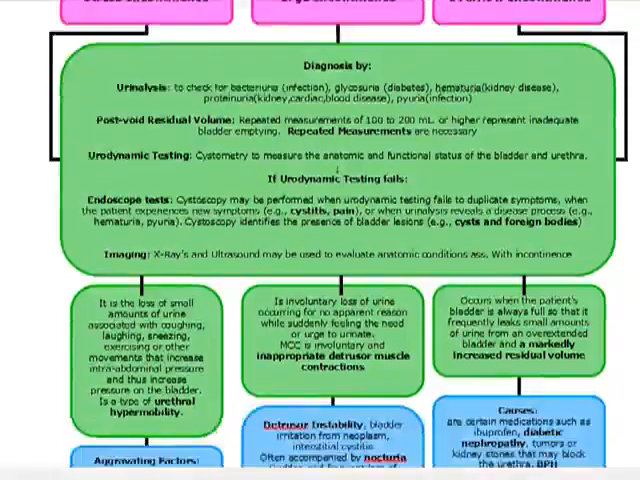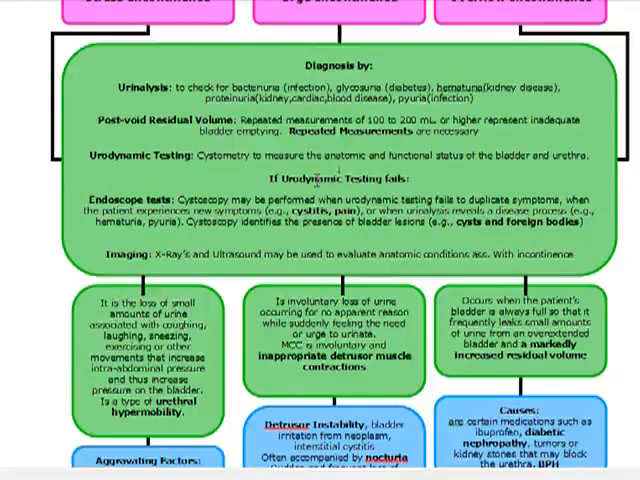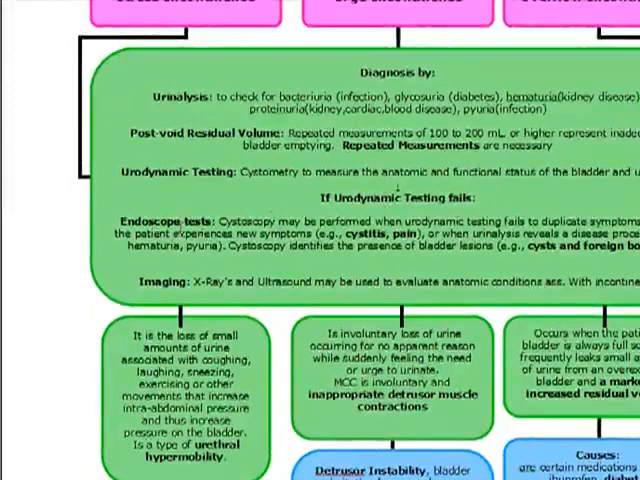We can also do urodynamic testing, such as cystometry, all right? Cystometry is going to measure the anatomic and functional status of the bladder and the urethra. And if cystometry fails, that's when we're going to go to endoscopic tests, such as cystoscopy. So first we're going to go to cystometry, then we go to cystoscopy if cystometry fails.